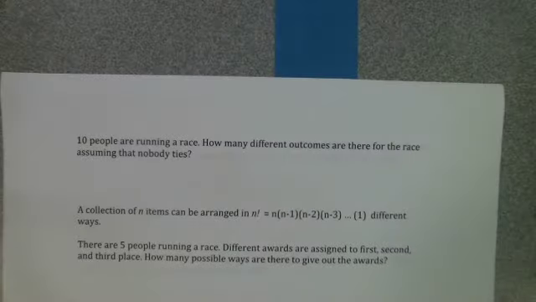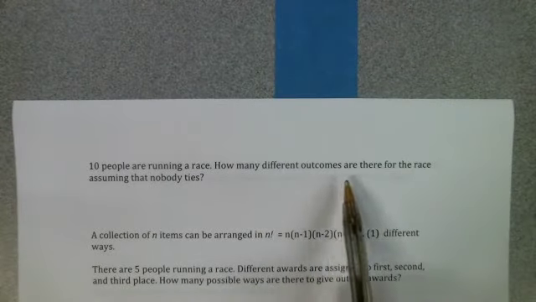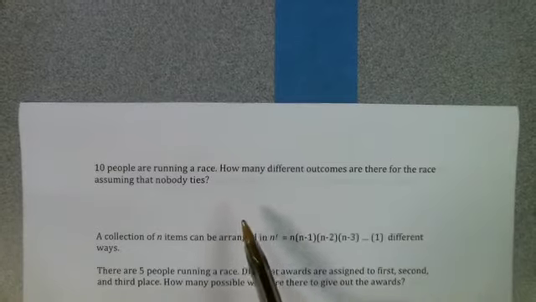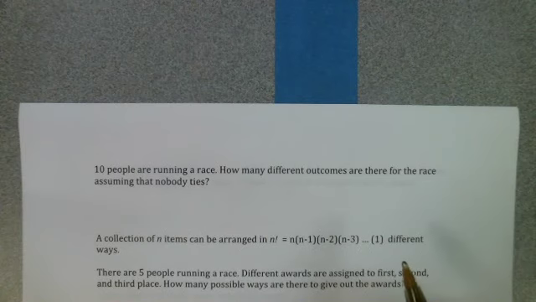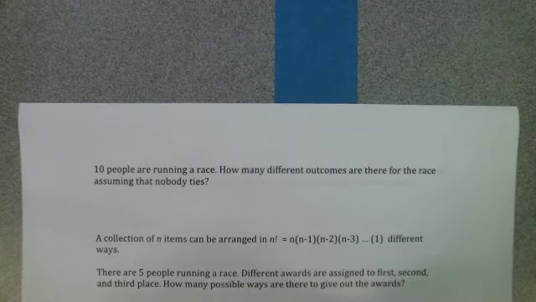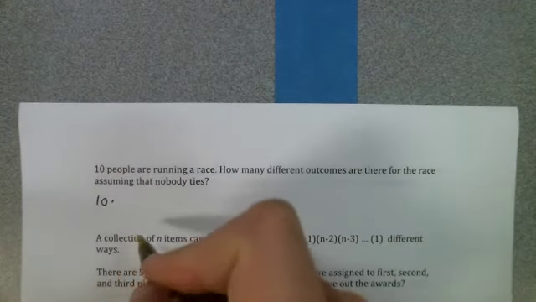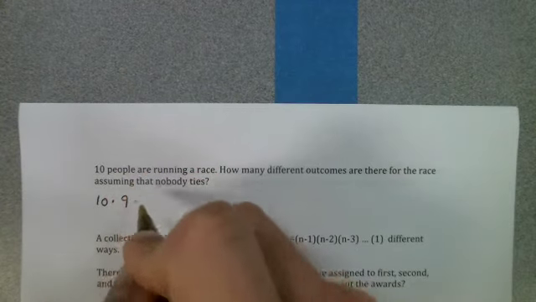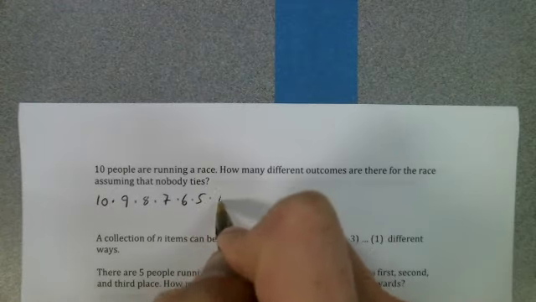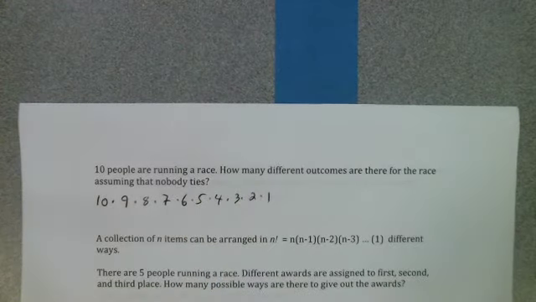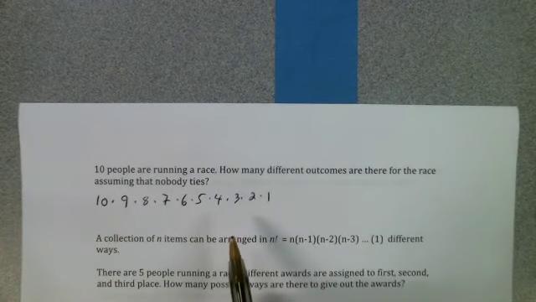Now, let's say 10 people are running a race. I want to know how many different outcomes there are for the race, assuming that nobody ties. Again, you could do a tree diagram. It would be a nightmare, but you really only care about the number of branches the tree diagram has. You're going to have 10 branches to start with, each of which has 9 branches, each of which has 8, then 7, 6, 5, 4, 3, 2, 1. That's how many branches your tree diagram is going to have.